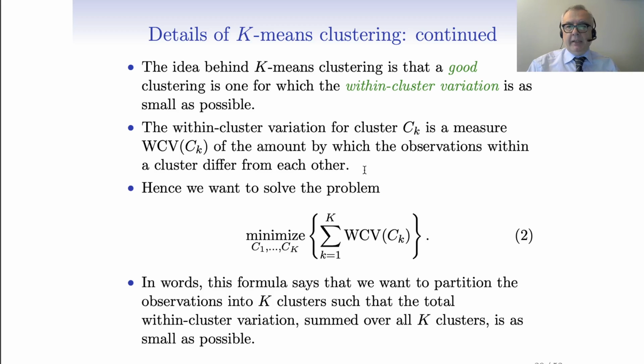The idea behind k-means clustering is that a good clustering is one for which the within cluster variation is as small as possible. What do I mean by within cluster variation? This is a measure that we call WCV, of course, a measure applied to the kth cluster. This is a measure of the amount by which the observations differ from each other. So it tells you how compact the cluster is, and therefore our final problem will be to find the clusters C1 to CK that minimize the sum of the within cluster variations computed for all clusters, and then these measures are added up to find the final cost function. Okay, so the within cluster variation summed over all K clusters should be as small as possible.